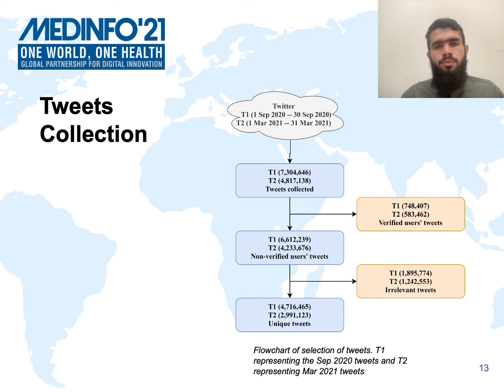So we downloaded 7.3 million tweets in T1 and 4.8 million tweets in T2. After removing the verified users, the non-verified user tweets at T1 are 6.6 million, and in T2 it's 4.2 million. And further, after removing the irrelevant tweets, we finally end up with 4.7 million unique tweets in T1 and 2.99 million in T2.